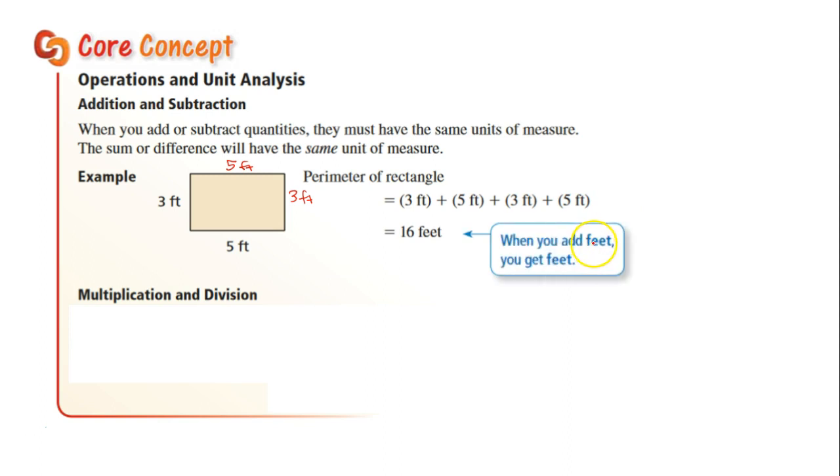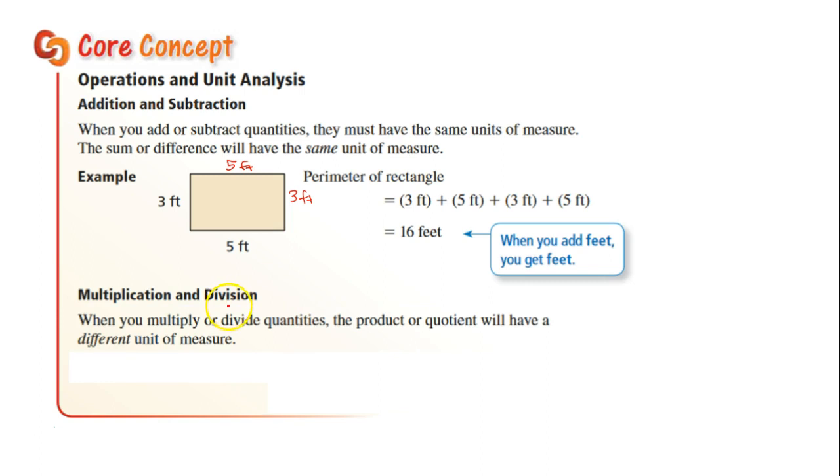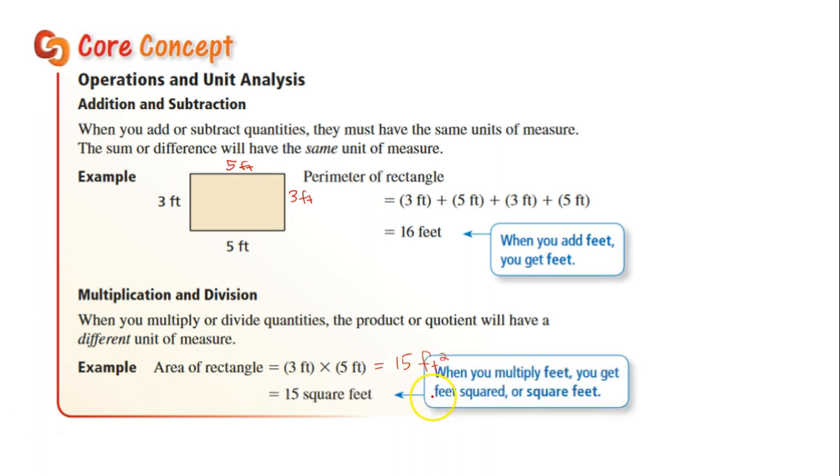So basically, if you add up a bunch of feet, you're going to get a bunch of feet. Bada bing, bada boom. But when you multiply and divide, different things happen, right? If we wanted to find, say, the area of said rectangle, we would multiply length times width. 3 times 5 is 15, but feet times feet is feet squared, right? And so we call those square feet, and then that's the units of area. 15 square feet. When you multiply feet, you get feet squared, square feet.